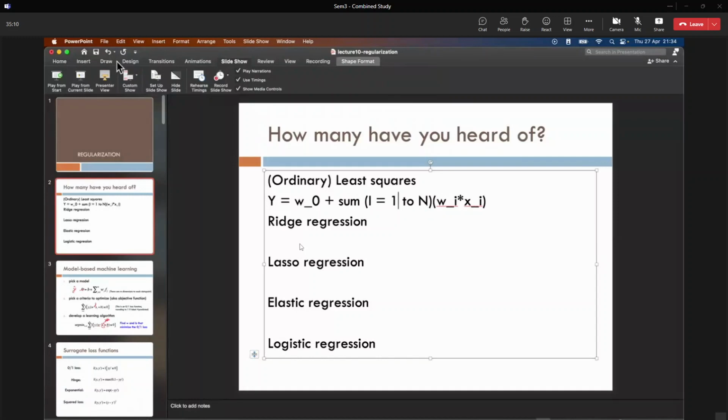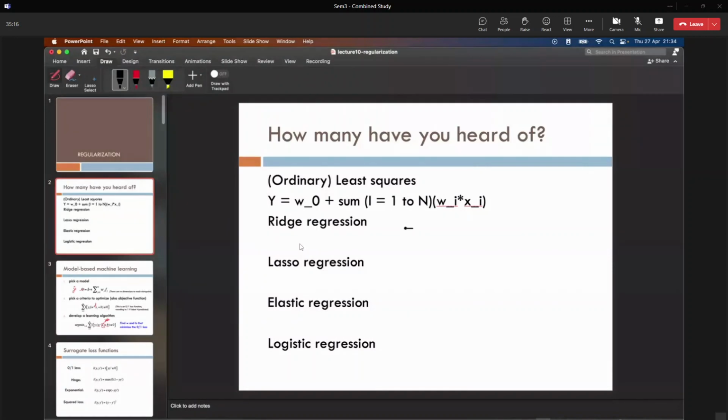So what is that trick? In actual computation, in Python, we have these columns, these features, X1, X2, X3. It will add another column in the beginning and put all its values as 1. So ordinary least squares will add a column of ones, and then it will fold this W0 into it. So this is the intuition.